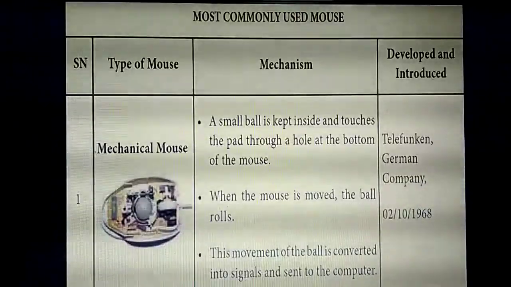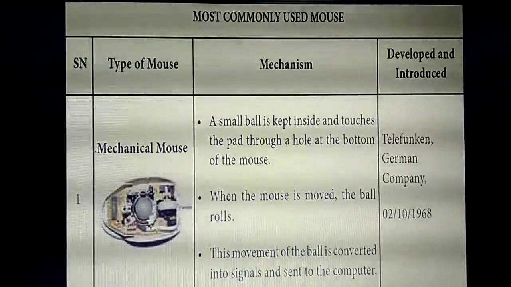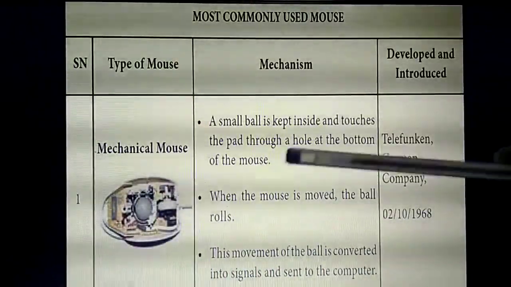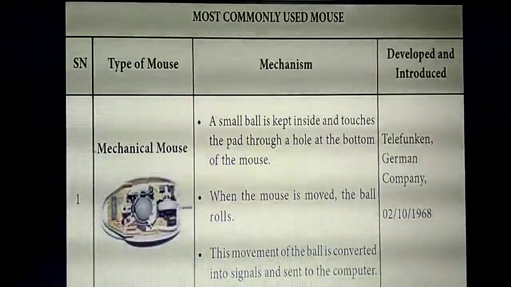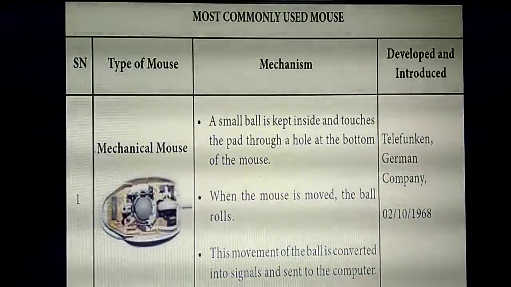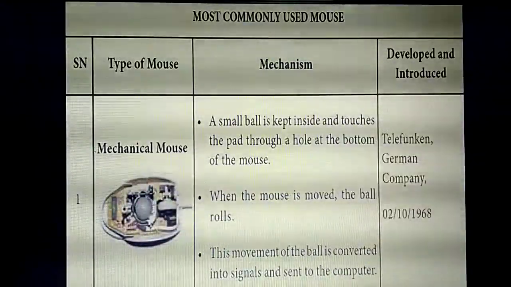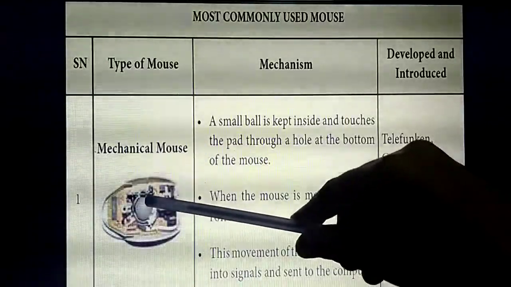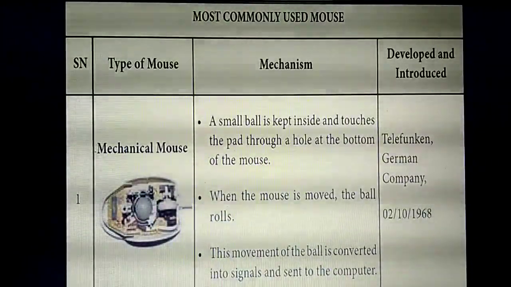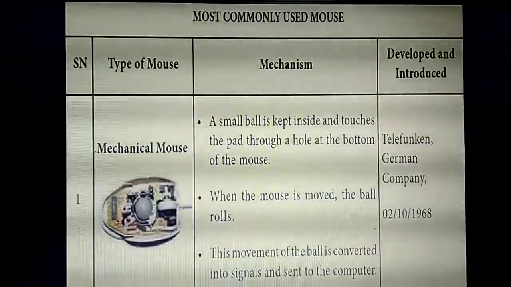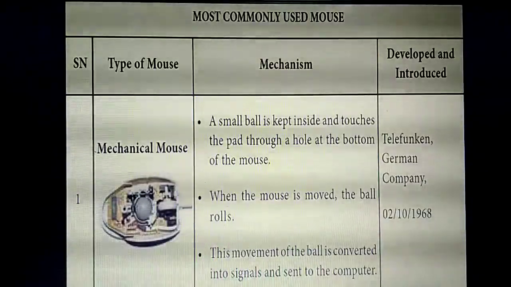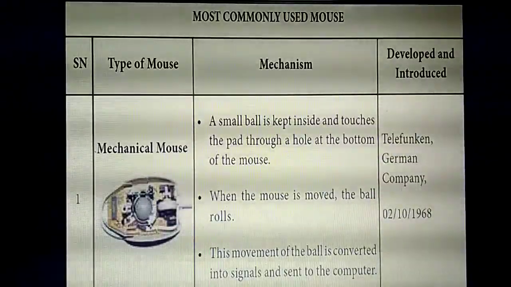So what's the first type of mouse? Mechanical mouse. Is this diagram visible? First see this diagram, then only you will understand. In a mechanical mouse, what you see at the center is a ball-like structure. The special feature of the mechanical mouse, and the first point, is that a small ball is kept inside.